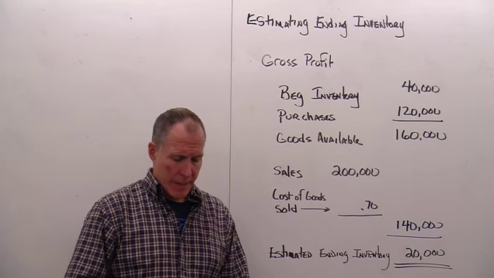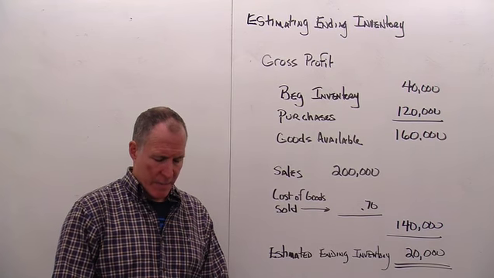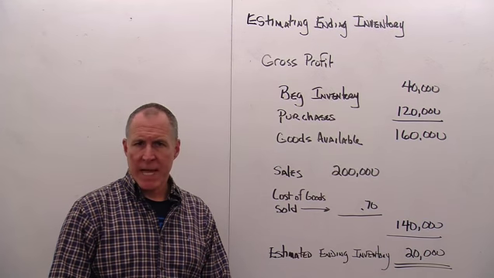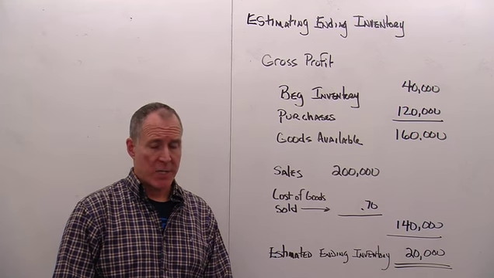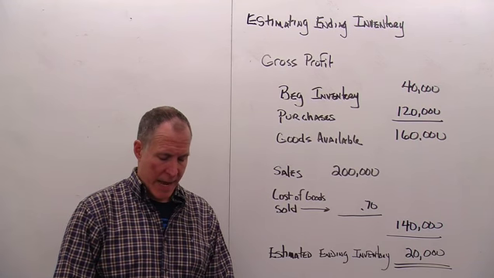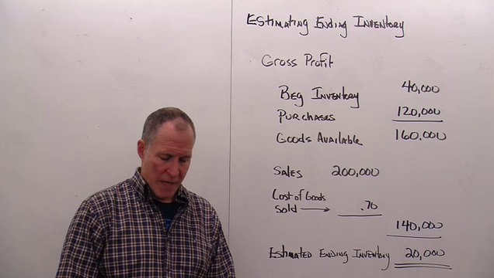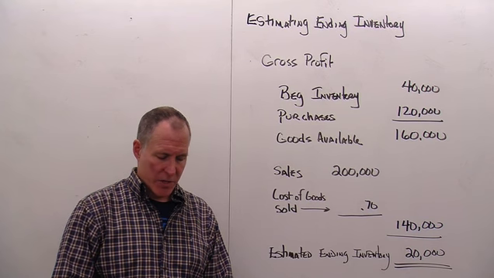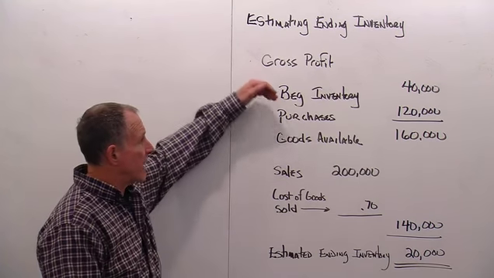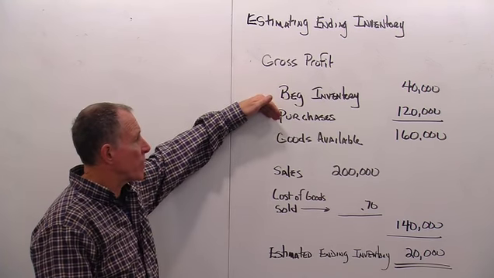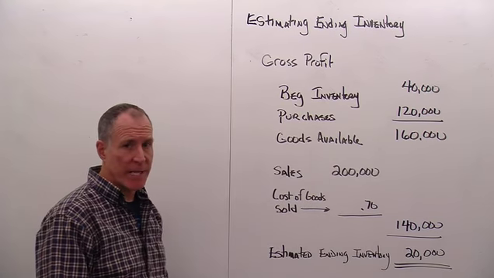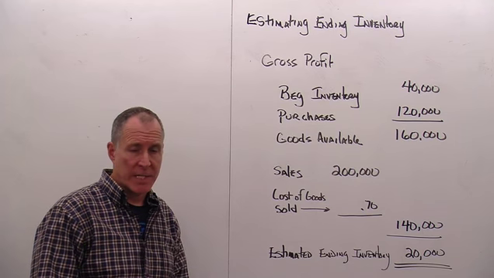So, looking at the problem, I have a company that wishes to prepare a balance sheet at the end of January, but it doesn't want to take a physical count of its inventory, so it needs to estimate that. The records show that sales are 200,000, beginning inventory is 40,000, and cost of goods purchased are 120,000. So looking at the ledger, beginning inventory of 40, purchases of 120, the goods available for sale are 160,000.